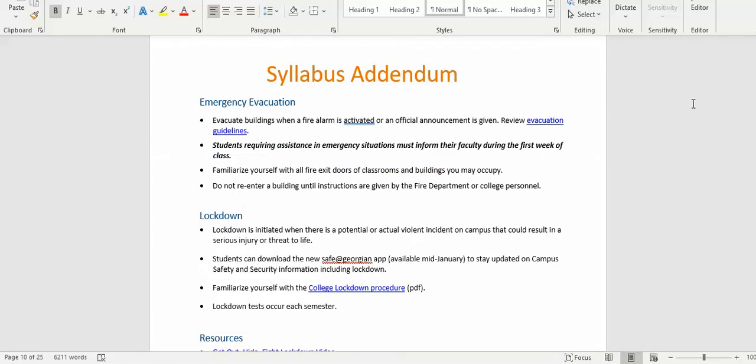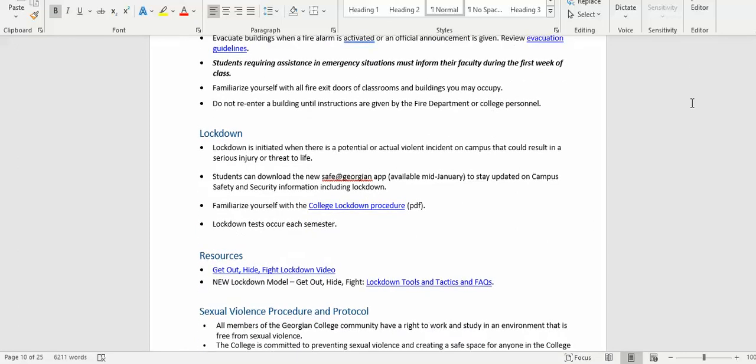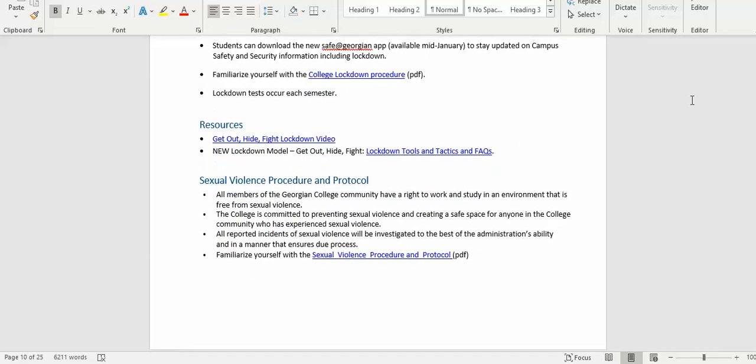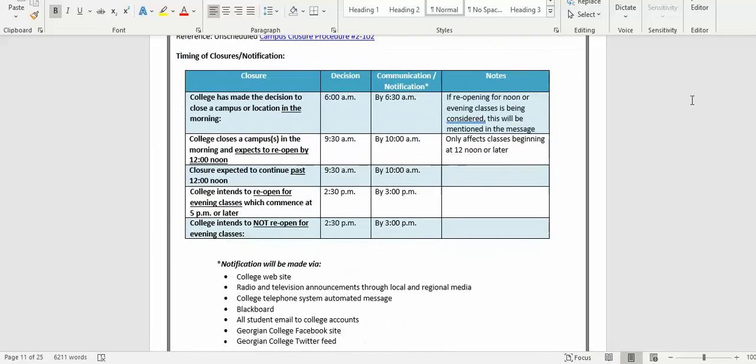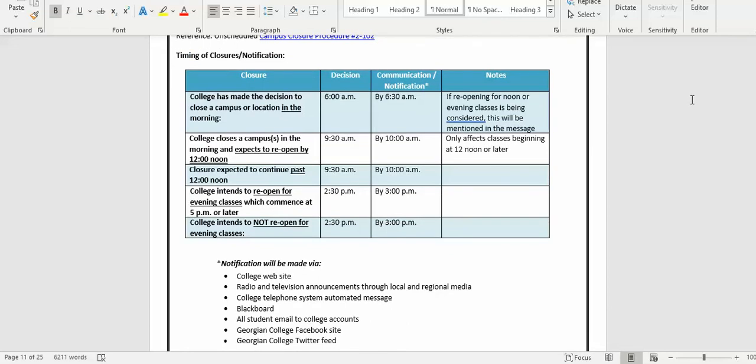This syllabus addendum is something you've seen ever since you started at the college. We don't have to worry about evacuation and lockdown because we're not going to be meeting. The campus will also not be closed because, again, it's all online.